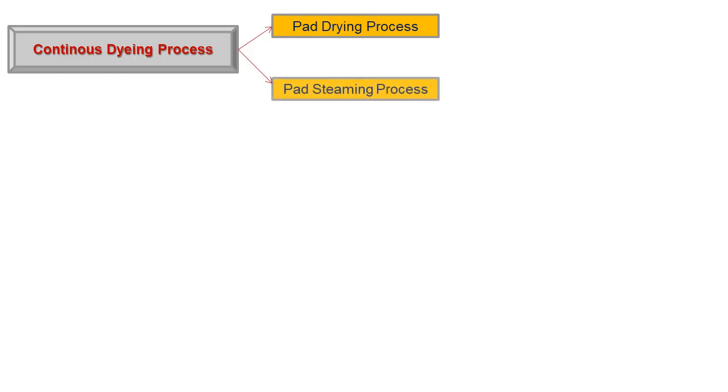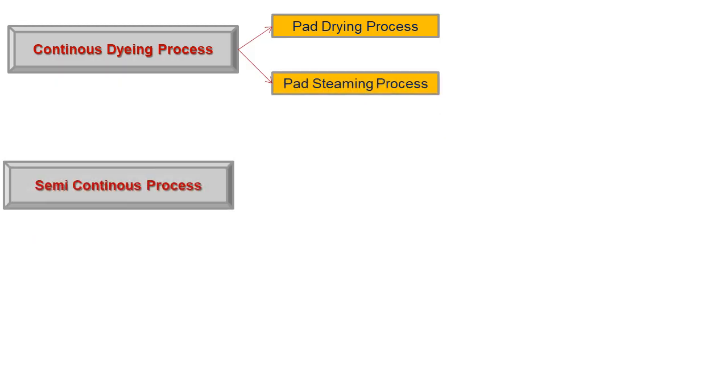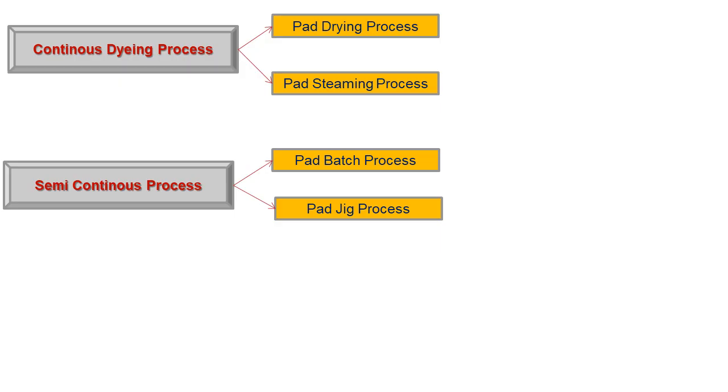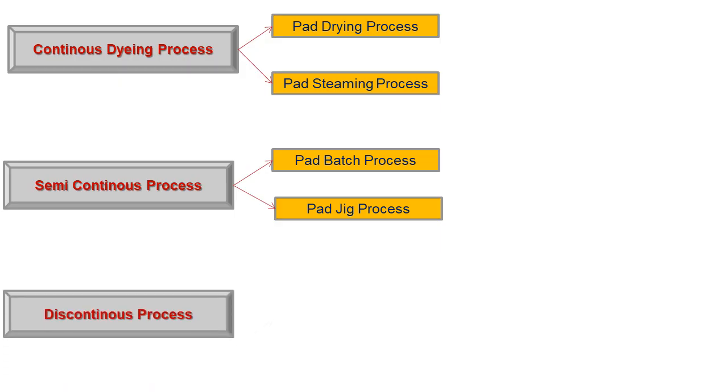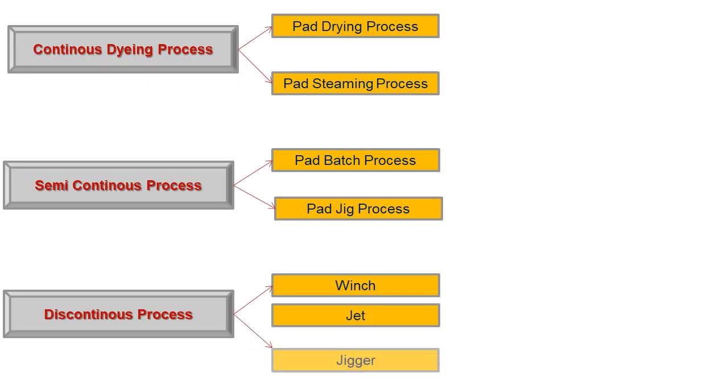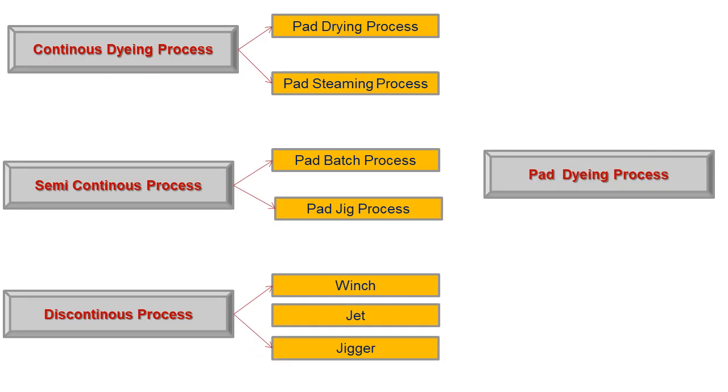The processes can be classified as follows: continuous dyeing process, which can either be a pad dyeing process or a pad steaming process; semi-continuous process, which can be classified as pad batch process and pad jig process; or it can be a discontinuous process which involves winch, jet and jigger. It can also be a pad dyeing process as pad roll processes.